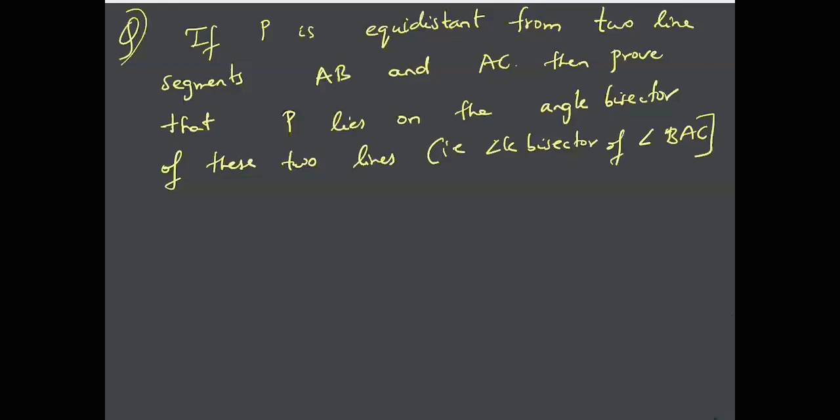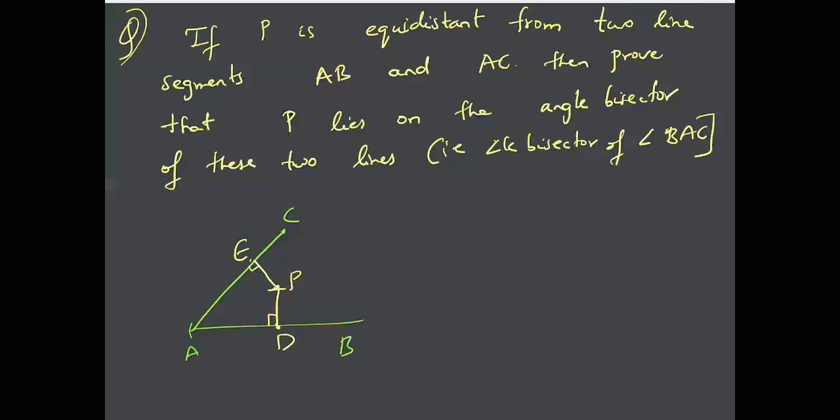Okay, so let us do this. So there are two line segments here, AB and AC. So let us say this is AB and this is AC. Now P is equidistant from these two lines. Okay, so let us say there is a point P. What do you mean by distance of a point from a line? It is nothing but the shortest distance or the perpendicular distance. This is the distance of point P from line AB. And this is the distance of point P from this line AC. So let us call this point D and let us call this point E.